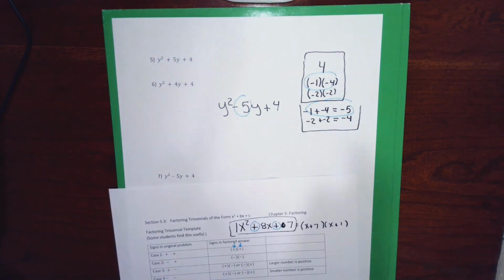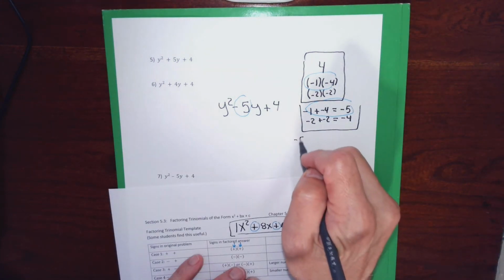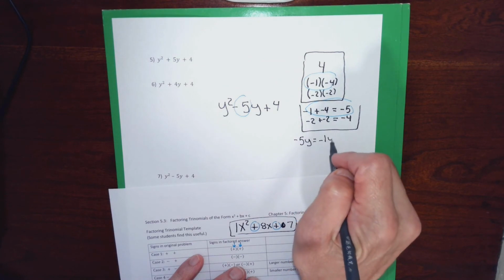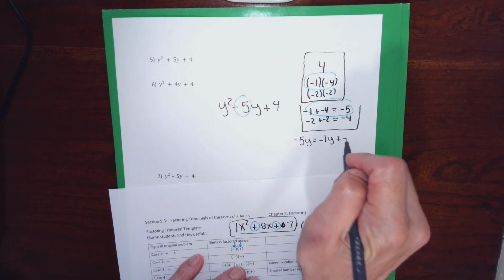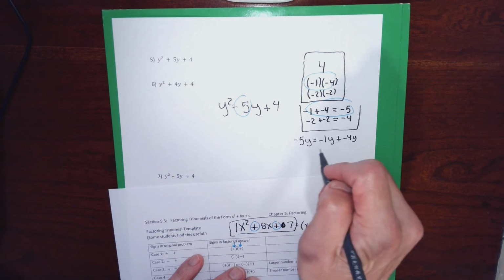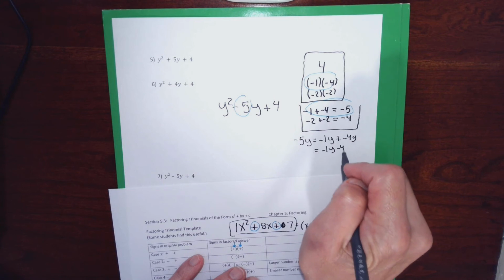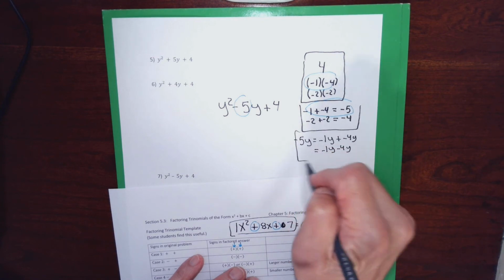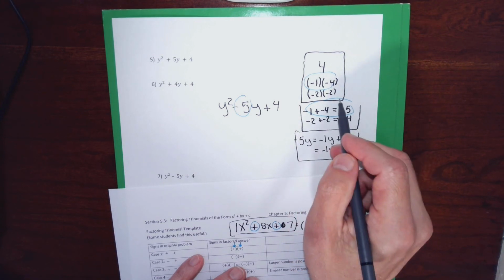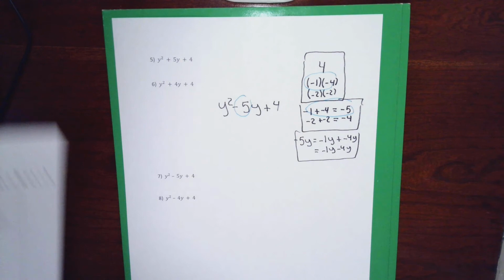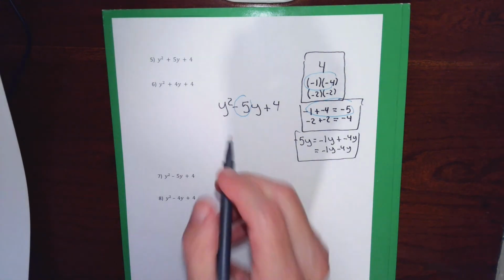Now I'm going to rewrite the minus 5y. I can rewrite the minus 5y as negative 1y plus negative 4y. I prefer to write that as negative 1y minus 4y. That's all the side work that I normally do in my head. I wouldn't write any of this down if I wasn't teaching it, but when I'm teaching it, I'll write stuff down. So now I'm ready.